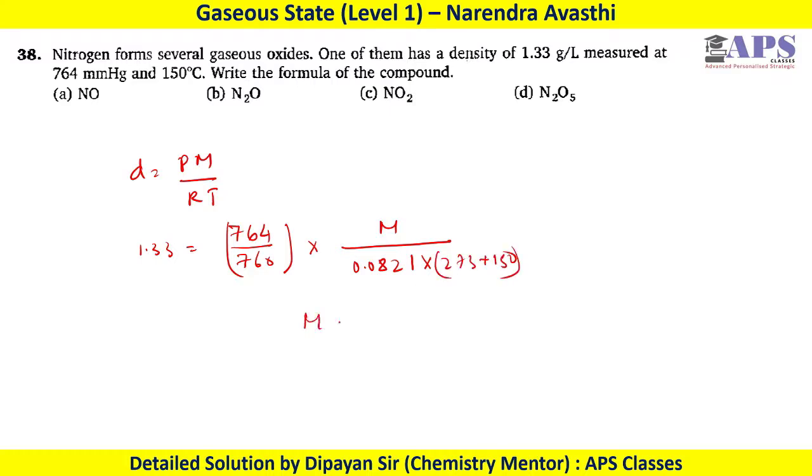So from this M we will get 45.94, which is nearly equal to 46. So in this case NO2 molecular weight is 46. So option C will be the correct option.